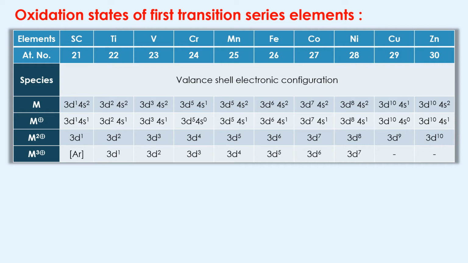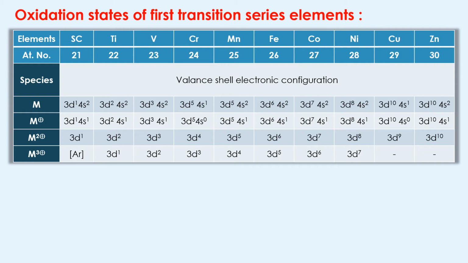Why? Because if you compare scandium in the metal state and scandium in the +2 oxidation state, in the metal state you have two electrons in 4s. In the +2 state you lost both of the electrons from 4s. So that's why your scandium becomes 3d1.